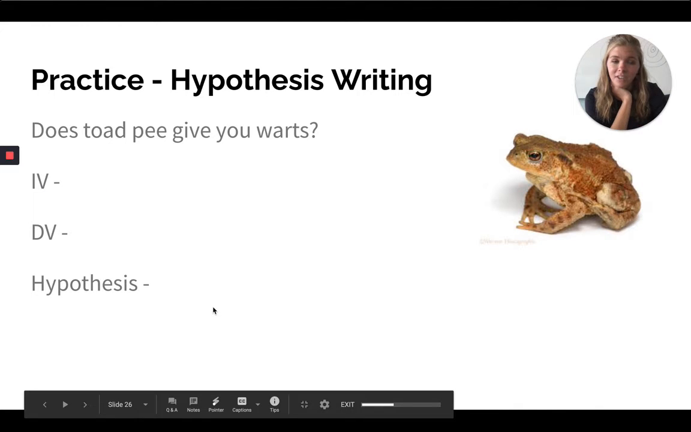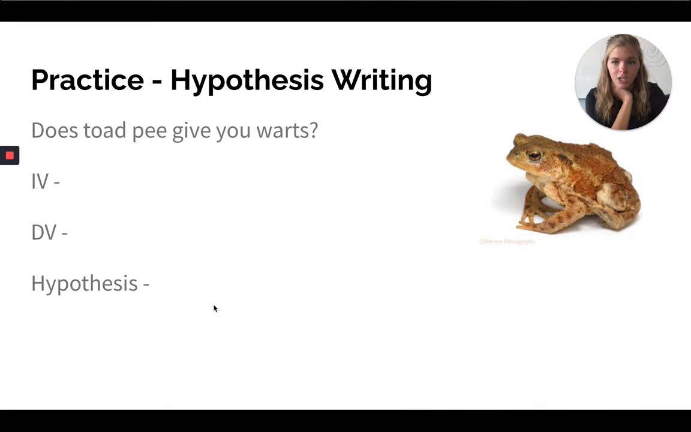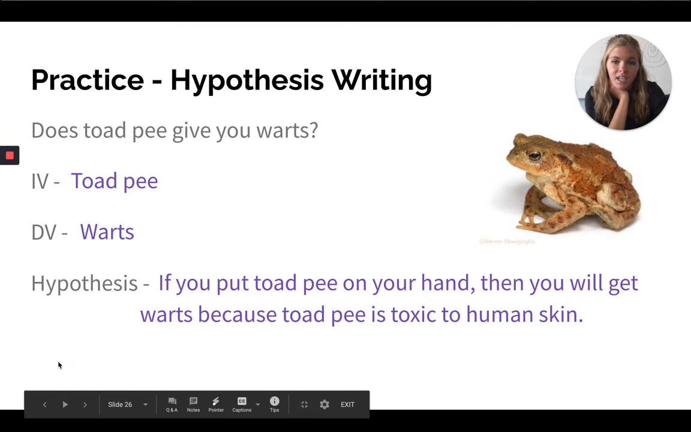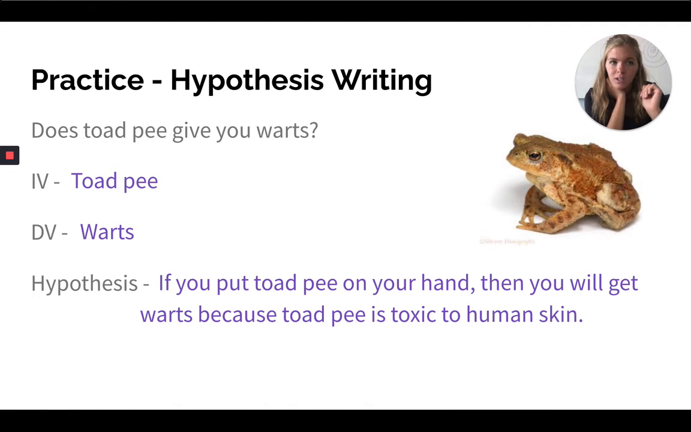So our independent variable in this situation is the toad pee. We're changing the amounts of toad pee you get on your hands. We're measuring whether or not you get warts. And a possible hypothesis would be, if you put toad pee on your hand, then you will get warts, because toad pee is toxic to human skin. It's really not, I don't think.